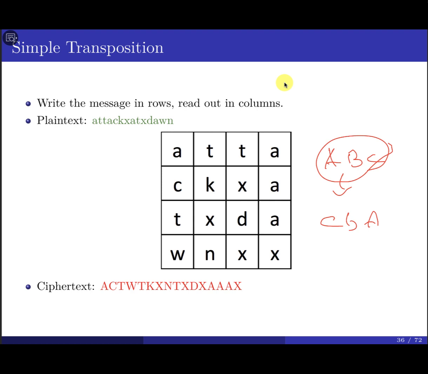So assume in this case we're going to use, for example, a 4 by 4 matrix. I'm going to write this attack down. This is the plain text, and they use X here just to separate the words of the message. I'm going to write it by rows: attack, add down. Then, to produce the ciphertext, you read the matrix column-wise. So A, C, T, W. Then T, K, X, N, and so on. Okay?